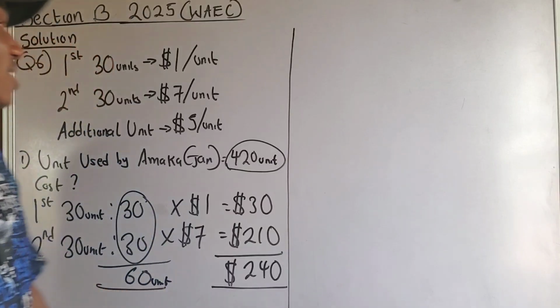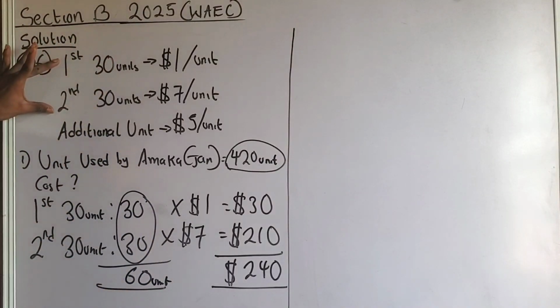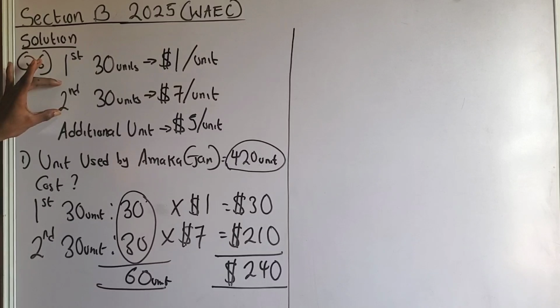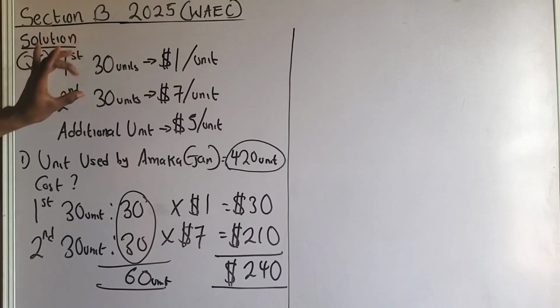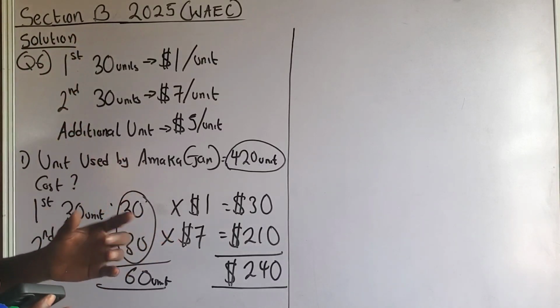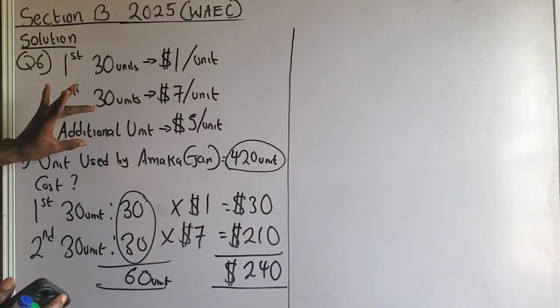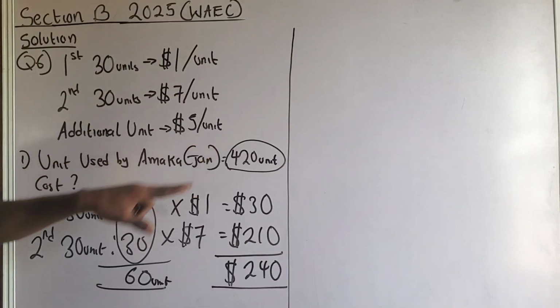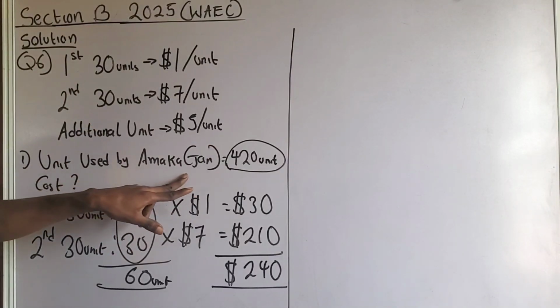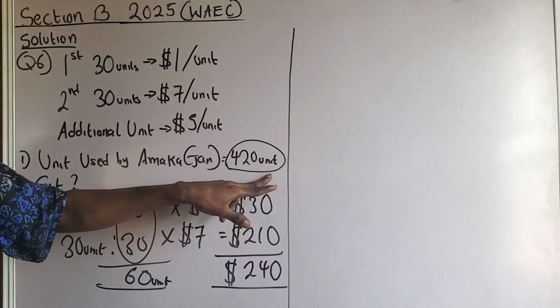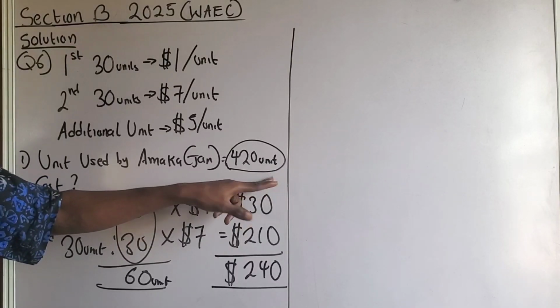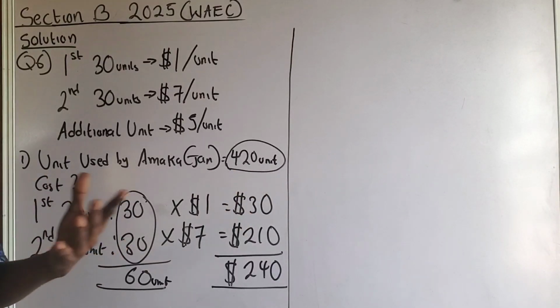This is the cost of the first 30 units, and the cost of the second 30 units. If you consume 30 and 30, and that is not enough, if you need more additional units, you are paying $5 per unit. Now, a girl named Amaka consumed 420 units in the month of January. We are asked to calculate the cost of those 420 units.